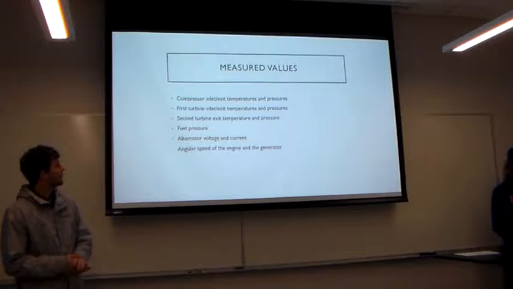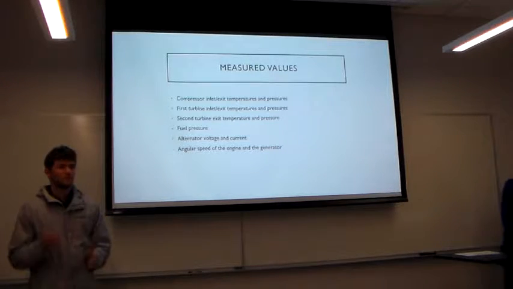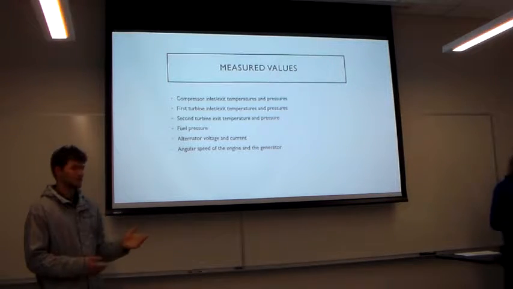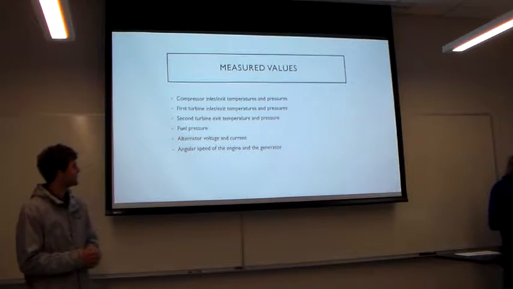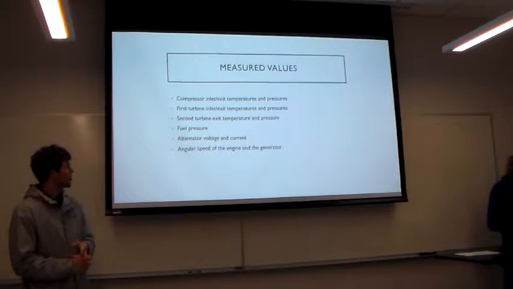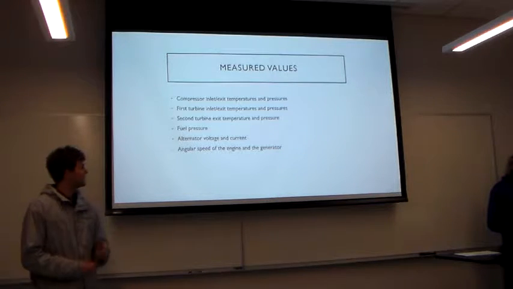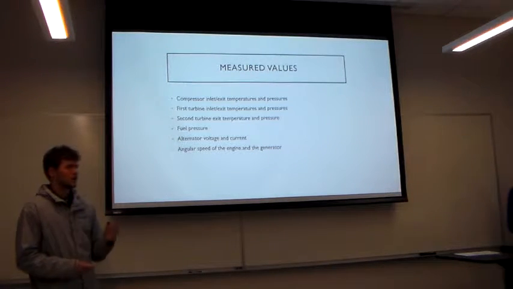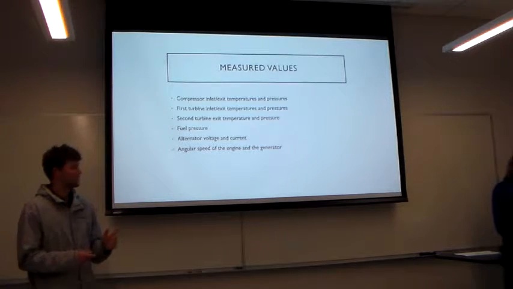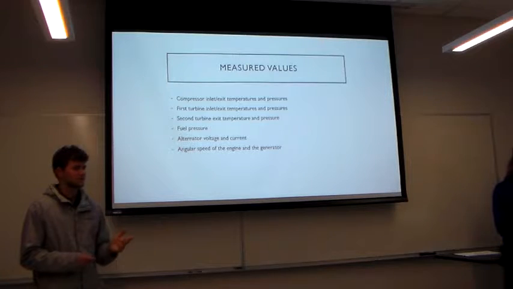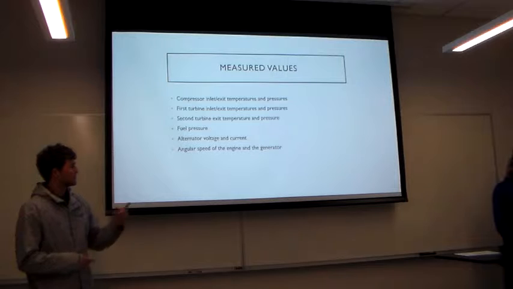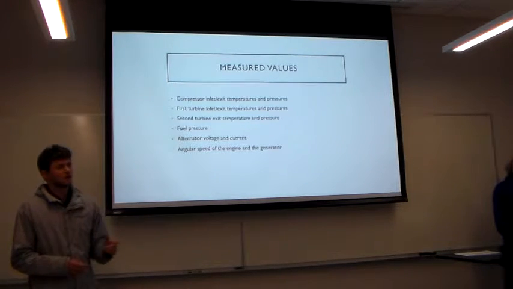So a couple more things. Fuel is injected in the combustion chamber. We have that pressure. We also get a couple of electrical values, voltage and current. And lastly, the speed of the generator and the engine, the angular speed rather. The engine refers to the compressor and first turbine. They're connected by a shaft. I forgot to mention earlier, that shaft is what lets the power turbine power the compressor. And then the generator, that's the speed of the second turbine connected to the alternator.